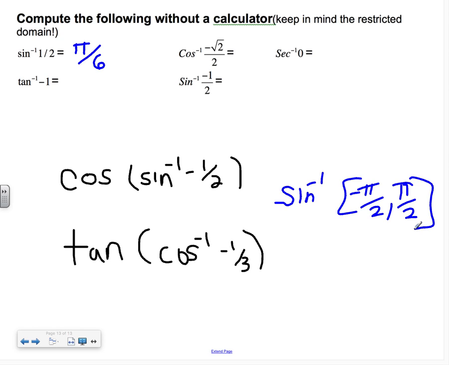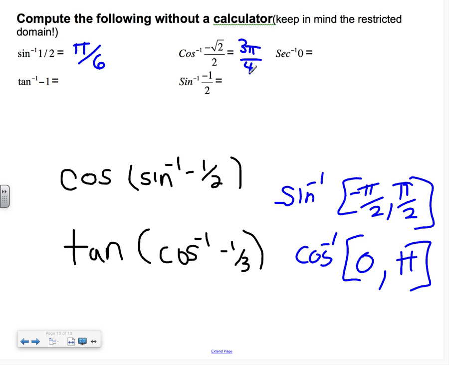Inverse cosine only goes from 0 to pi. So what angle has a cosine of negative root 2 over 2 in this range? Use your finger. 45 degrees, but I need it in the right quadrant. It's negative, so it's going to be quadrant 2. So the angle is 135 degrees, and in radians that's 3 pi over 4. I don't care about the other angle in the third quadrant, because my range goes from 0 to pi. We're talking inverse trig here.